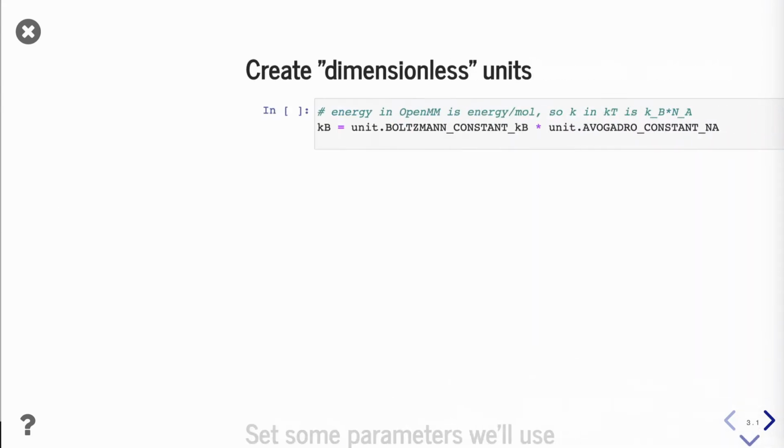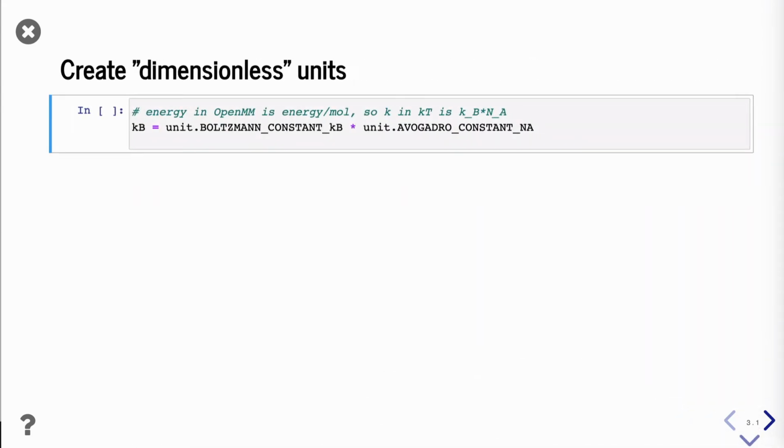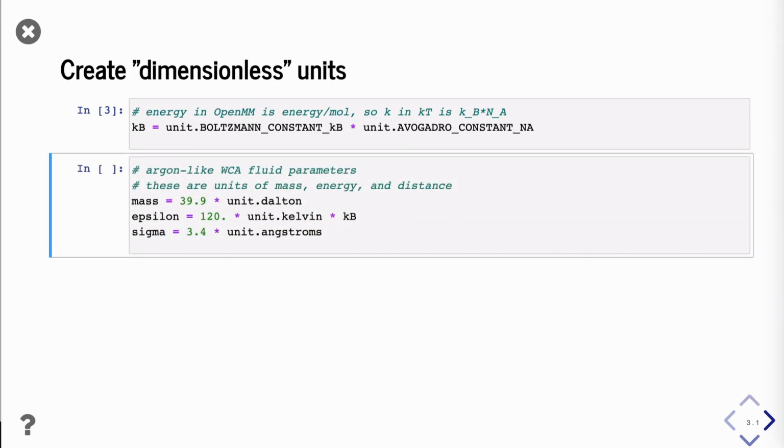Now we're going to talk about setting up our TIS to work on that double well dimer system we talked about. So the first thing we want to do is, even though OpenMM uses explicit units, we kind of want to fake like we're using dimensionless units. The first step of that is that the real Boltzmann constant is Boltzmann's constant times Avogadro's constant, because OpenMM reports energies in units of energy per mole. Once we've got that, we can define our mass, our energy unit, epsilon, and our distance unit, sigma. We define these based on the Lennard-Jones or WCA parameters for argon. So that's just a basic, easy definition.